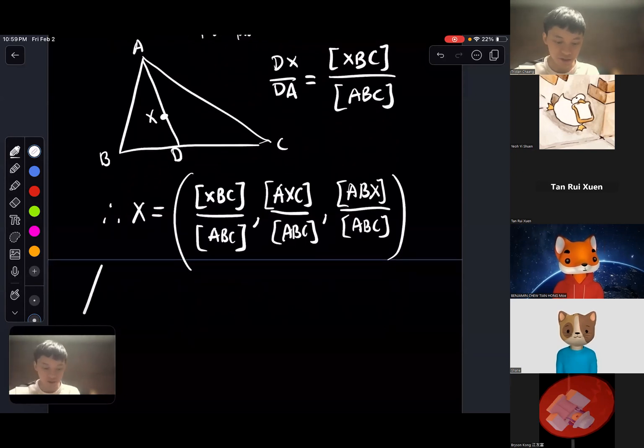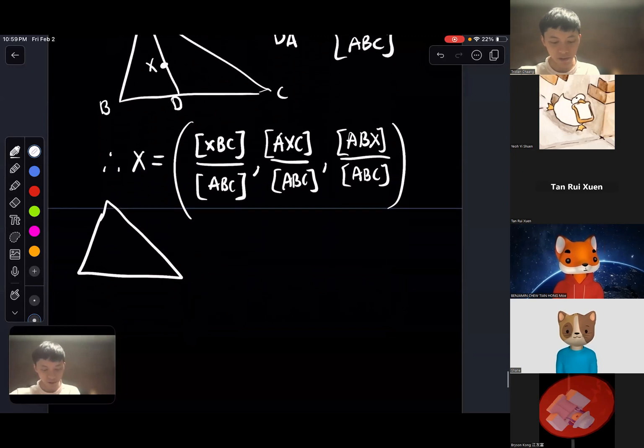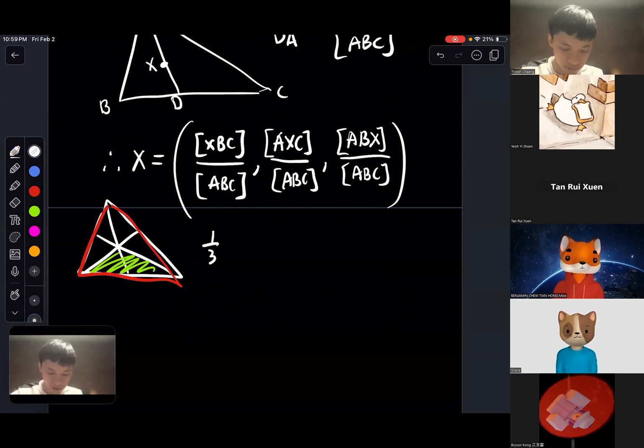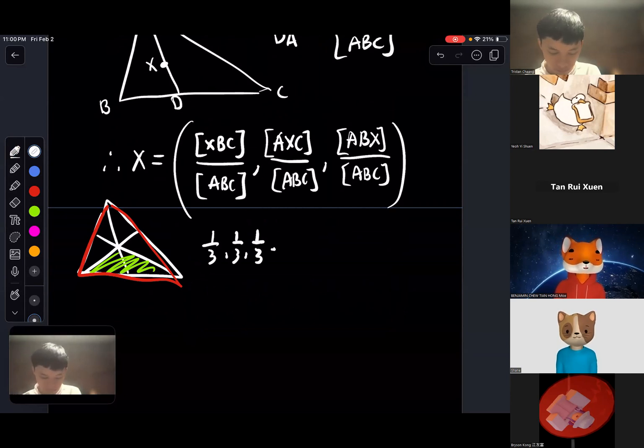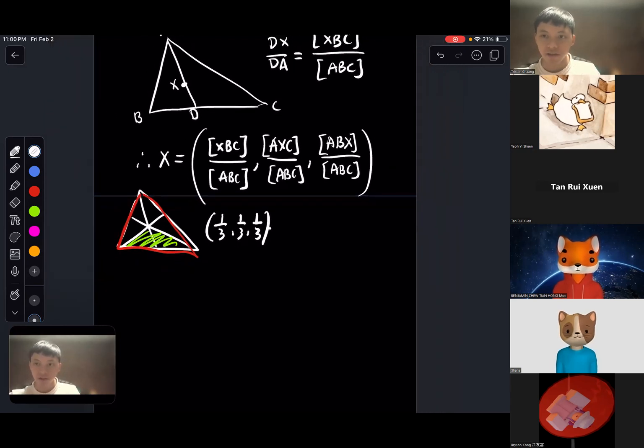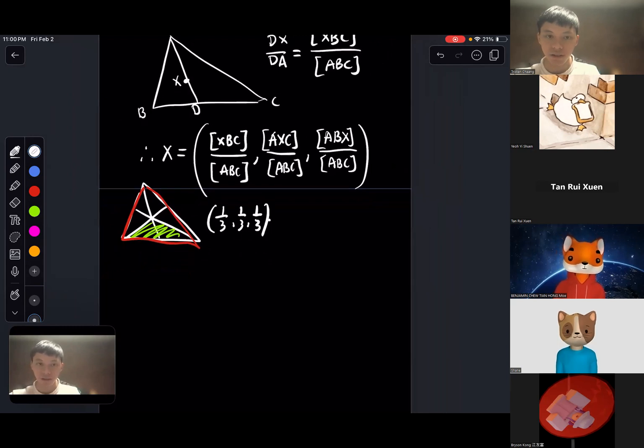So for example, for the centroid just now, we found it's one third, one third, one third. Let's try to use this again. Well, this thing is just 1/3 of the entire triangle. And same for the other two. So the coordinates are 1/3, 1/3, 1/3. So that's another quick way to get the coordinates of a centroid.